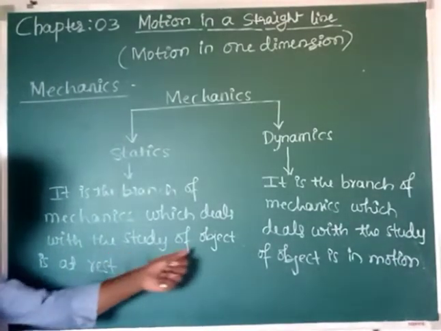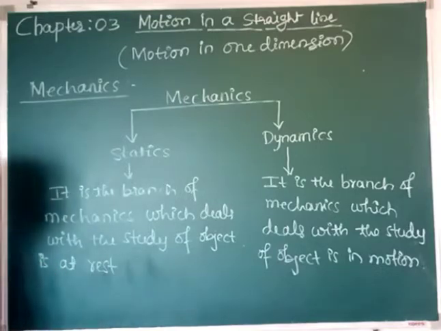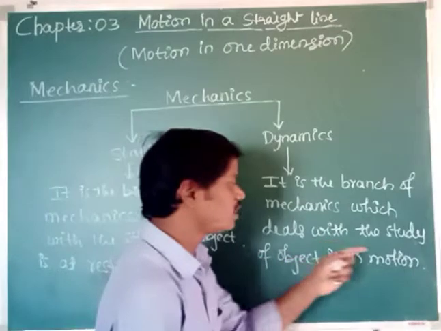When there is an object at rest, its speed is 0, velocity is 0, acceleration is 0. Okay, suppose that object is in motion.